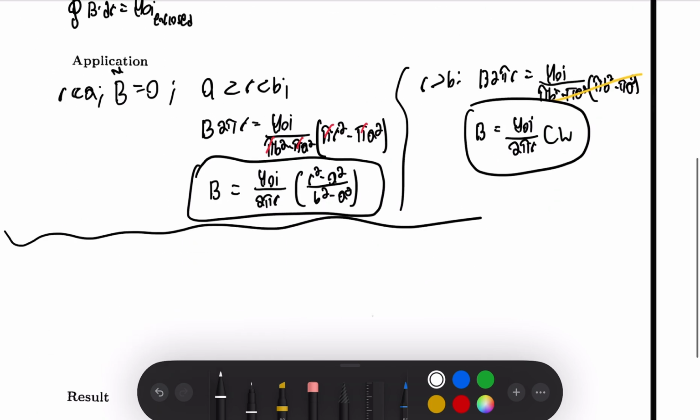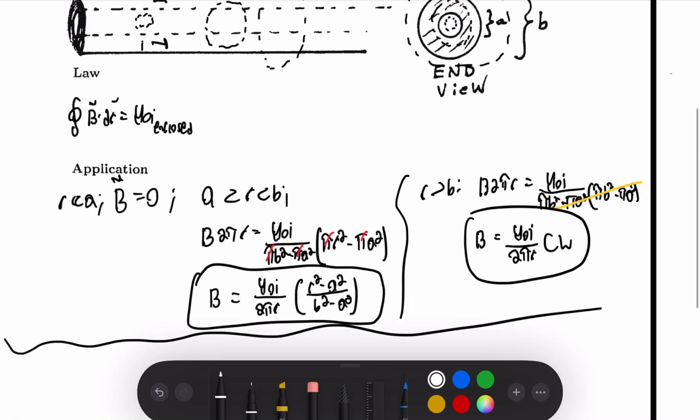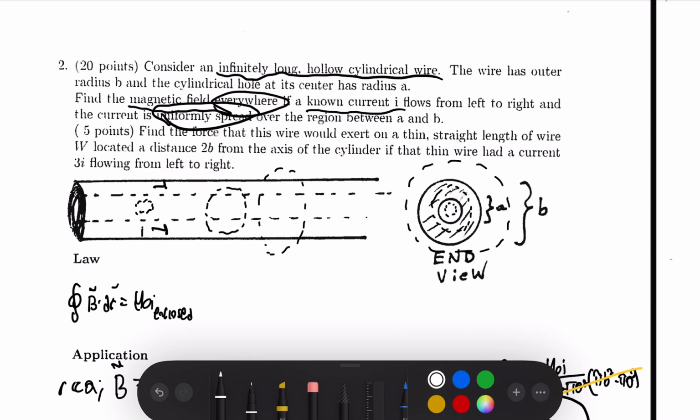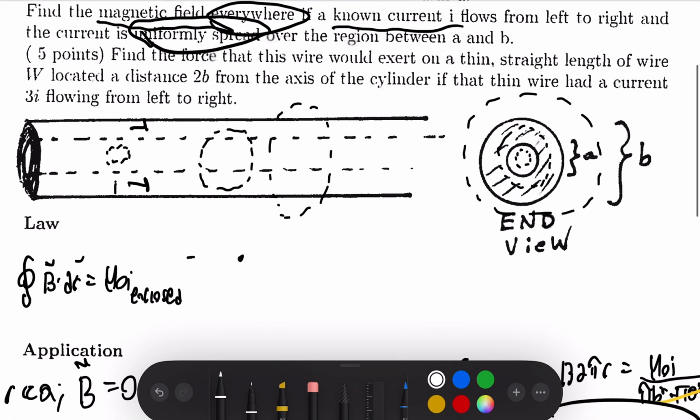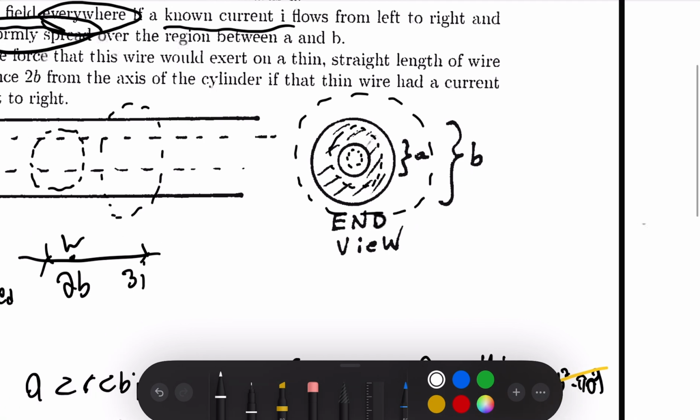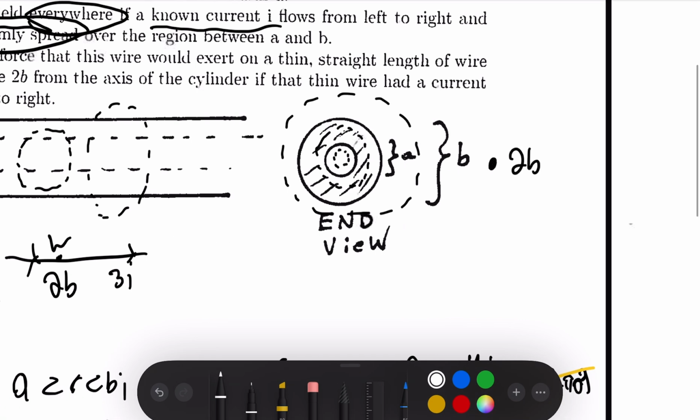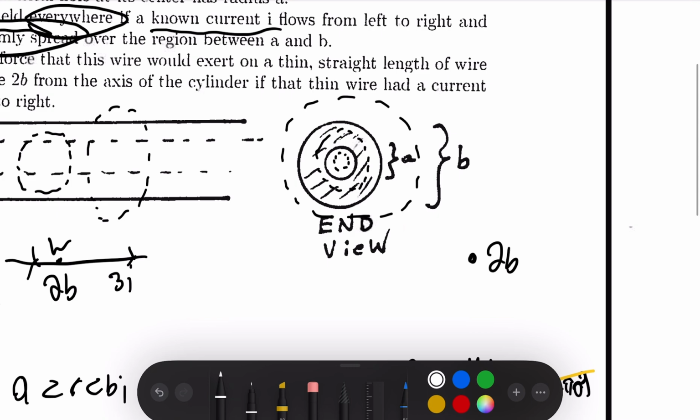Now for the second part, we want to find the force that the wire would exert on a thin, straight length of wire W located at a distance 2b. So let's say right here, 2b, like a wire or something, 2b, for length of W, from the axis of the cylinder. That thin wire had a current 3I flowing through it. So this has 3I flowing from left to right. So like that. The side view would be like this, pretty much, 2b. Actually, no, it would be like up. So, like here, I guess, 2b.